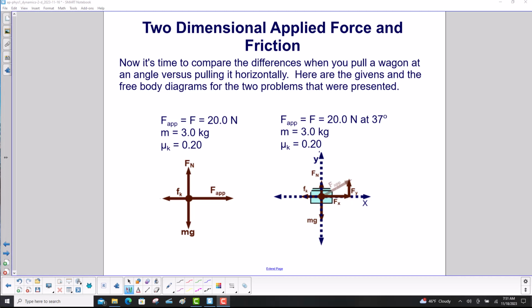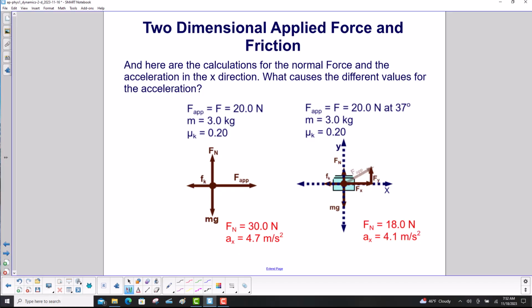Now it's time to compare the differences when you pull a wagon at an angle versus pulling it horizontally. Here are the givens and the free body diagrams for the two problems that were presented. Here's the first one, where the force is along the x-axis, and here's the second one, where we have the force pointing up and to the right, and we've already broken it down here into its two components, Fx and Fy. And here are our calculations down here in red for the normal force and the acceleration in the x direction.